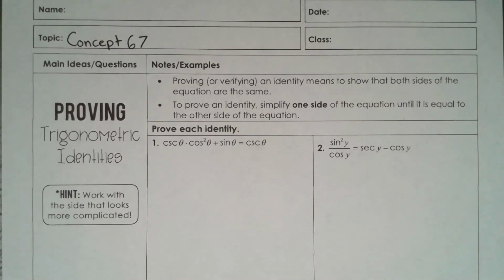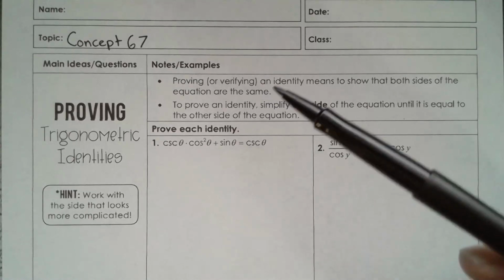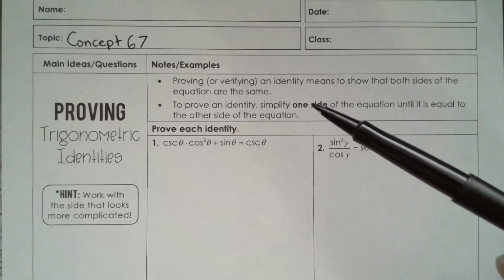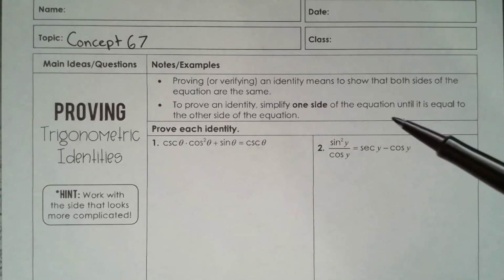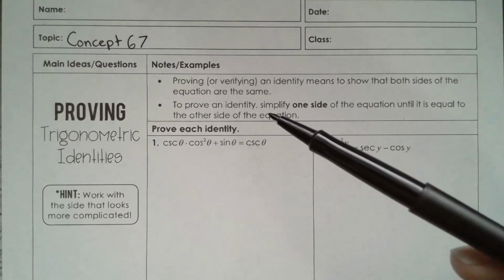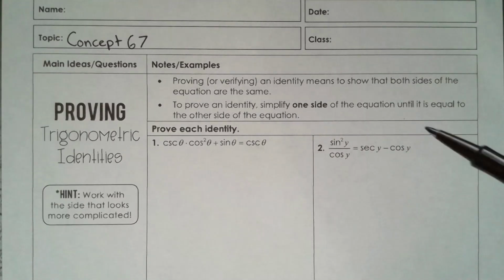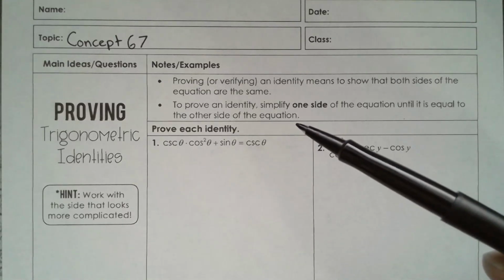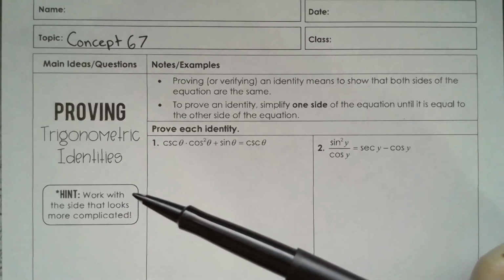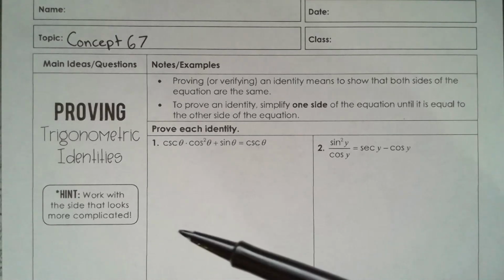Okay guys, this is concept 67, proving trig identities. In this one, we're going to be proving or verifying an identity, which means to show that both sides of the equation are the same. To prove an identity, simplify one side of the equation until it is equal to the other side of the equation. A hint here is to work with the side that looks more complicated.